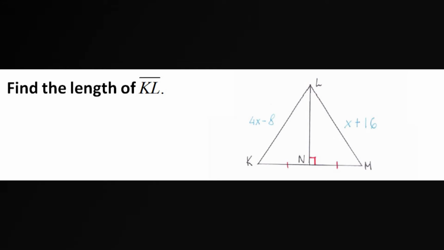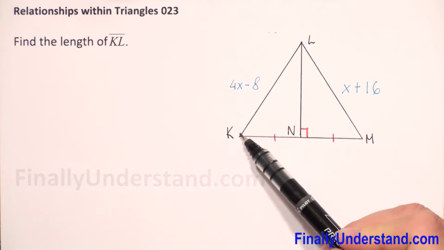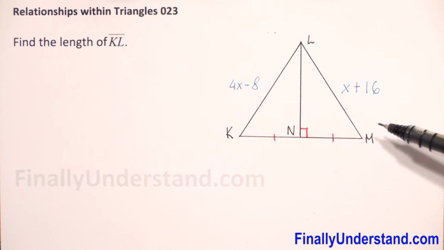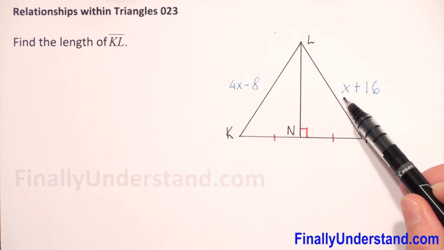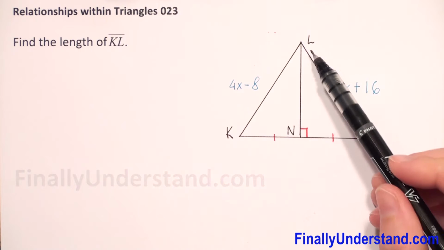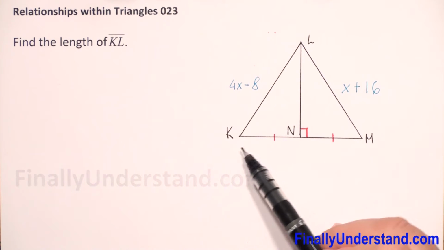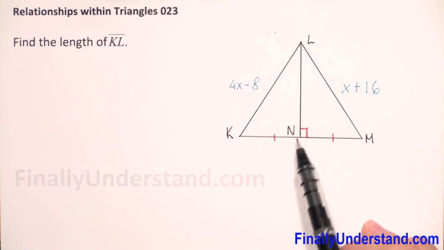We have to find the length of segment KL. We have given side KL by expression 4x minus 8, and side ML is given by expression x plus 16. What else do we have given on this diagram? LN segment is perpendicular to segment KM, because we have this square here.